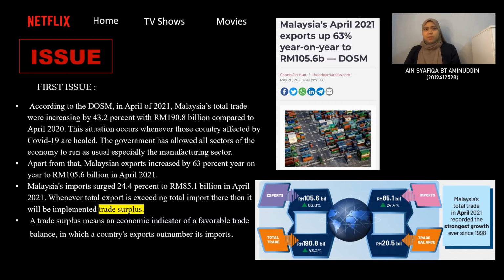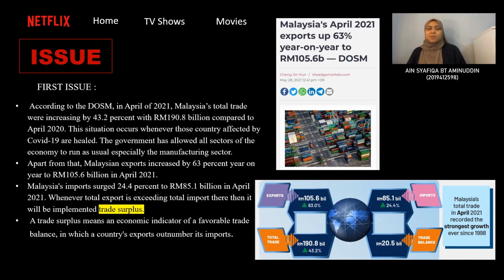According to DOSM, which is the Department of Statistics Malaysia, in April 2021, Malaysia's total trade increased by 43.2% to 190.8 billion compared to April 2020. This situation occurs as those countries affected by COVID-19 are healed. The government has allowed all sectors of the economy to run as usual, especially the manufacturing sector. Apart from that, Malaysia's exports increased by 63% year-on-year to 105.6 billion in April 2021. Malaysia's imports surged 24.4% to RM 85.1 billion in April 2021.